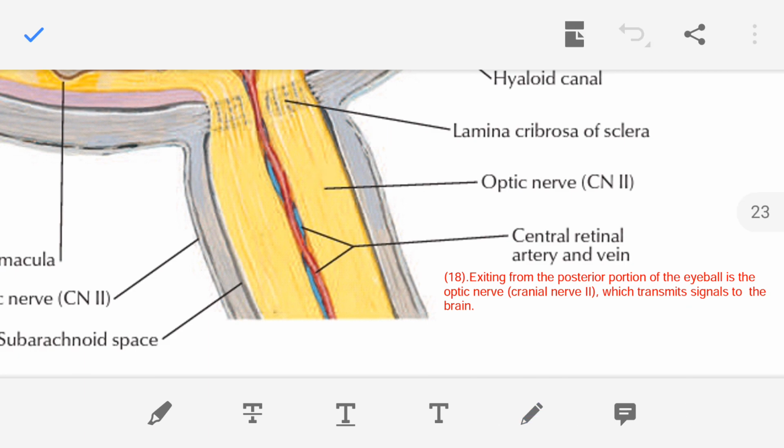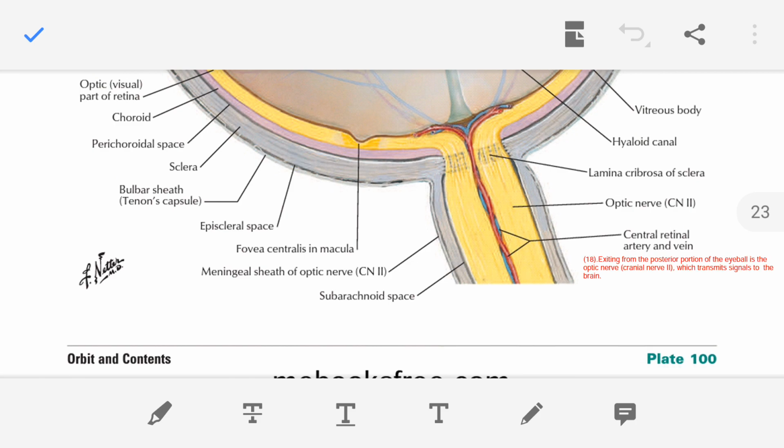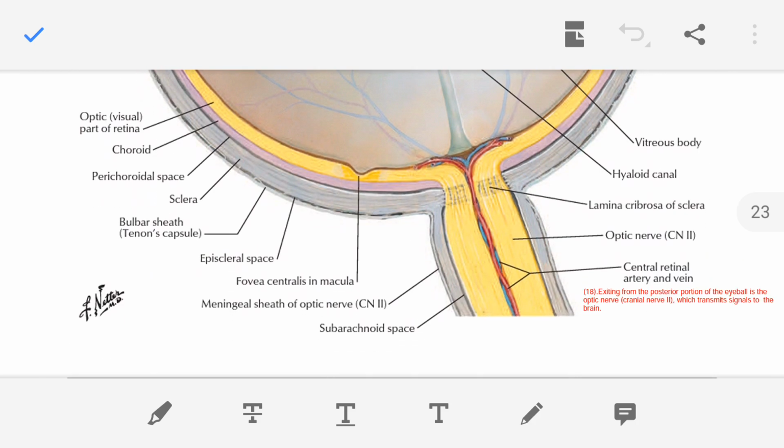It is sending the nerve impulse to different centers of our brain. So when the nerve impulse reaches the various brain centers, that is when we experience the sense of vision, so that we can see various objects and differentiate various colors. So this is the optic nerve.